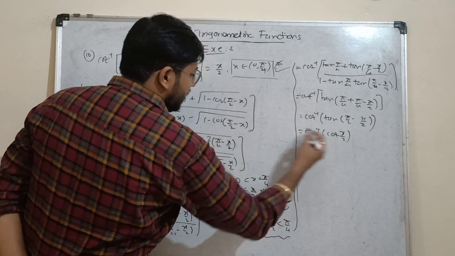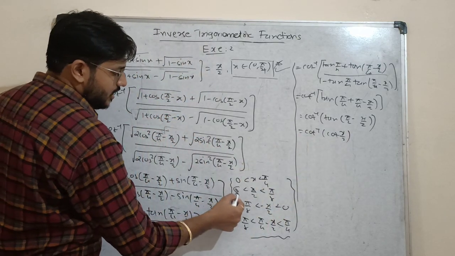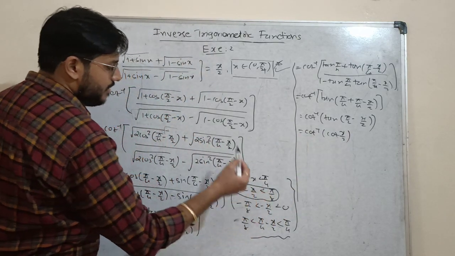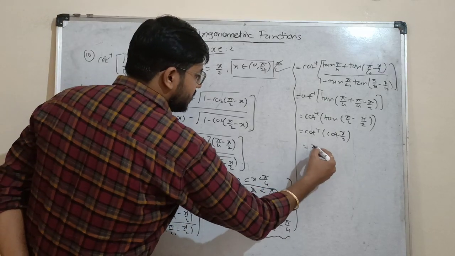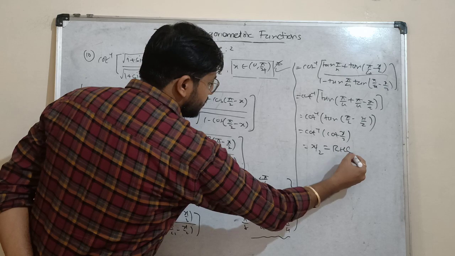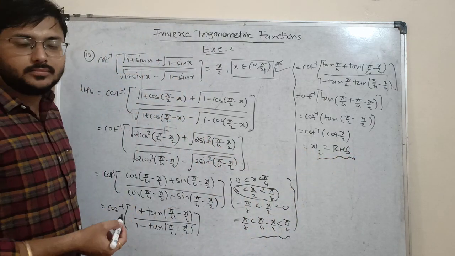Cot x by 2. And as we already proved that x by 2 belongs to 0 to pi by 8, which belongs to the first quadrant, so we can remove the inverse function, and hence the answer is x by 2, which is equal to the RHS.